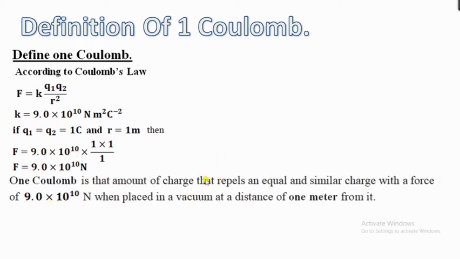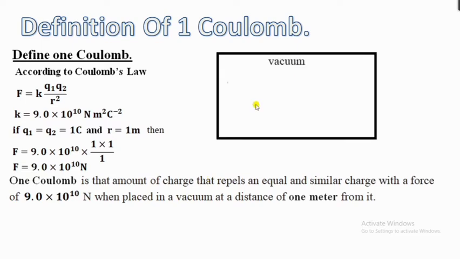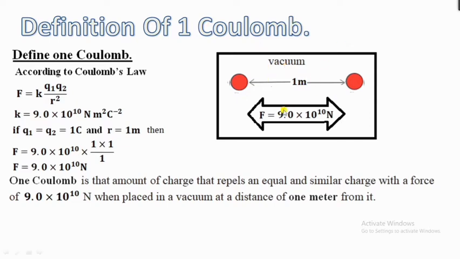Now let me explain the definition. Suppose you have vacuum, and if you are keeping two equal charges at a distance of 1 meter, and if they repel each other with a force of 9 into 10 to the power 9 Newton, then these two charges are 1 Coulomb. So this is the definition of 1 Coulomb.